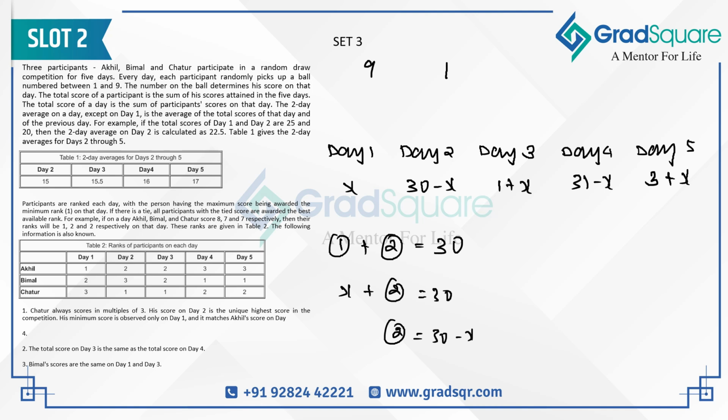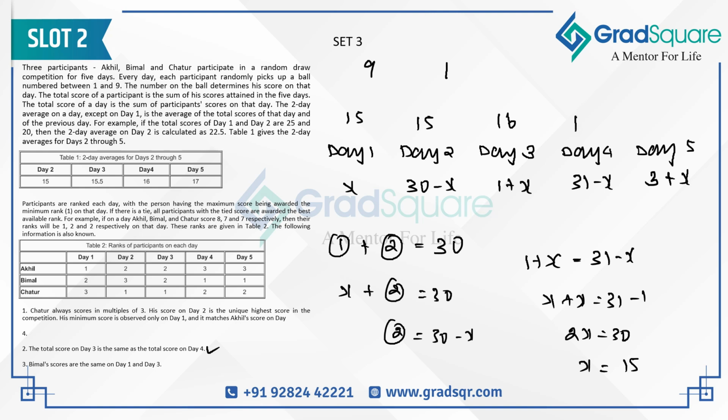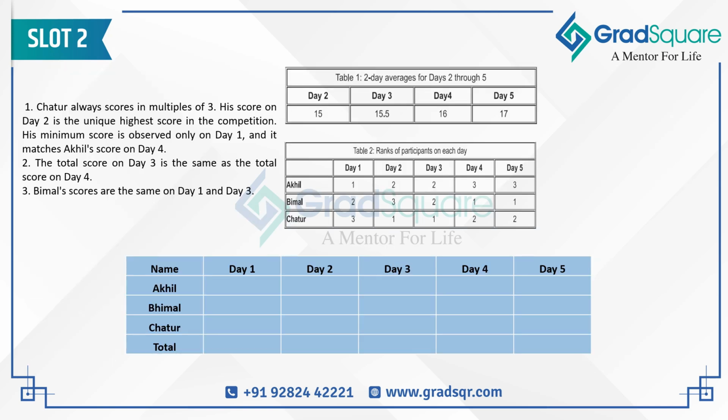One more piece of information says that the total score on day 3, that is 1 plus x, is equal to the total score on day 4, which is 31 minus x. So x plus x is equal to 31 minus 1. So 2x is 30 and x is 15. So the total score on day 1 will be 15, day 2 will be 15, day 3 will be 16, day 4 also 16, and day 5 will be 3 plus 15, that is 18. So the total score on each day has been found: 15, 15, 16, 16 and 18.